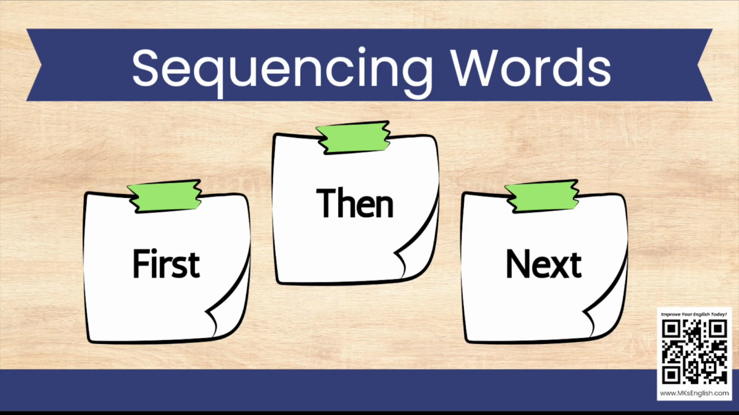Also, when we give instructions, we use sequencing words to show the order of steps. First, then, next. Words like that. For example, first, boil the water. Then, add the noodles. Next, stir them gently. Can you hear that order? These words help the listener to understand what to do step by step.